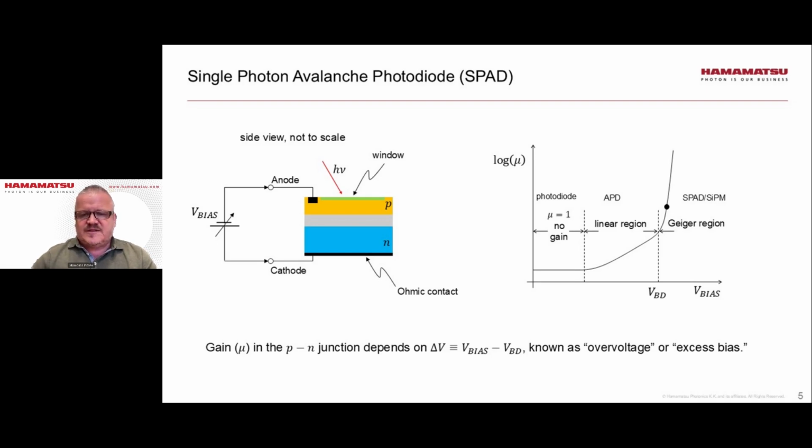However, if I bias the junction beyond the so-called breakdown voltage, we enter a Geiger region where, once initiated, the avalanche will not stop unless the user stops it in some way. An important property describing devices operating in Geiger region is the difference between the bias voltage and breakdown voltage. This voltage is known as overvoltage or excess bias.